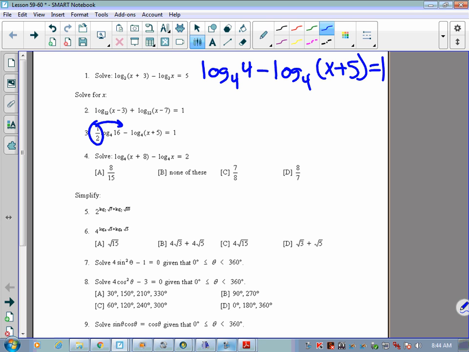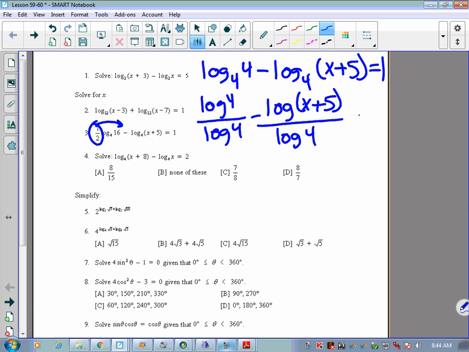Now, my tendency in this is to see log base 4 and say, well, I already know that equals 1, right? But if I do that, I'm still left with the problem that I've got a log base 4 of x plus 5, and I need first to get everything into the same base, all right? Because you can say, hey, I know what log base 4 is, and not be any closer to the answer, okay? So what we're going to do here is log 4 over log 4 minus log x plus 5 over log 4 equals 1, okay?